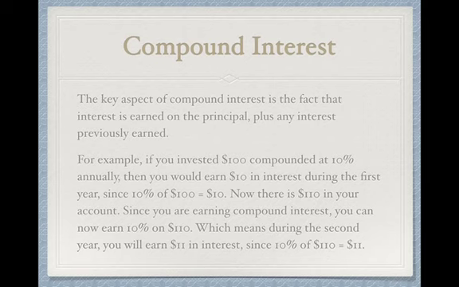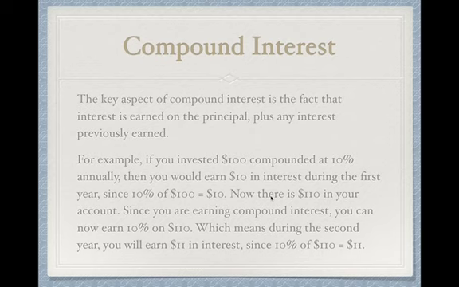All right. So, as I mentioned, your key aspect of compound interest is the fact that interest is earned on the principal plus any interest previously earned. So, for example, if we invest $100 compounded at 10% annually, then in the first year, you would earn $10 because 10% of $100, right, so 100 times 0.1 is $10. So at the end of the first year, you now have $110 in your bank account.